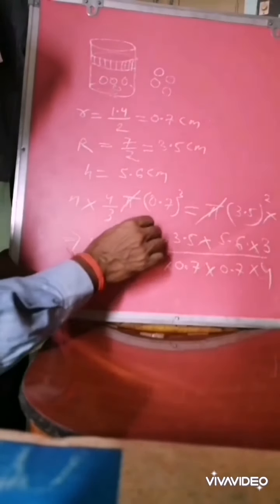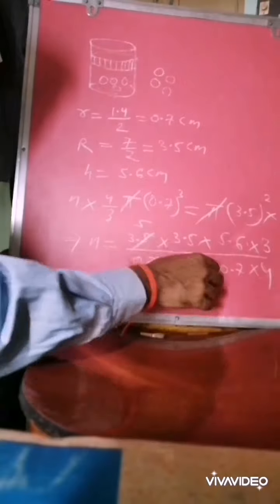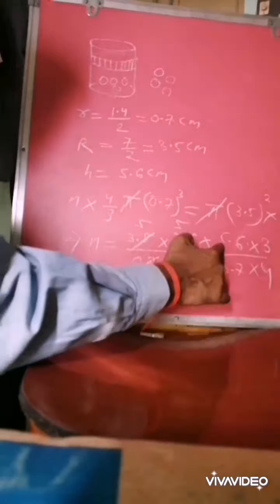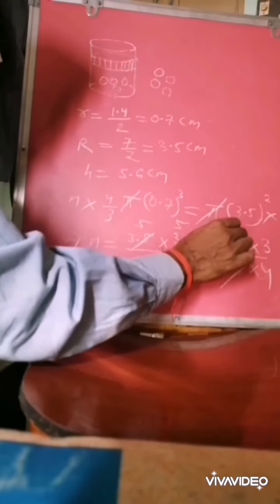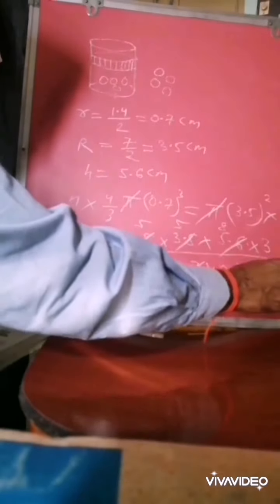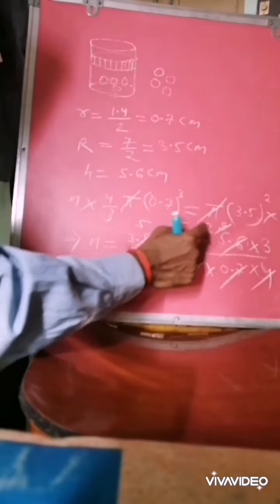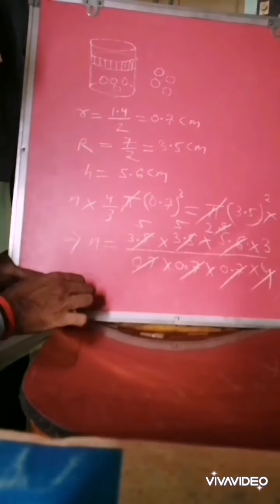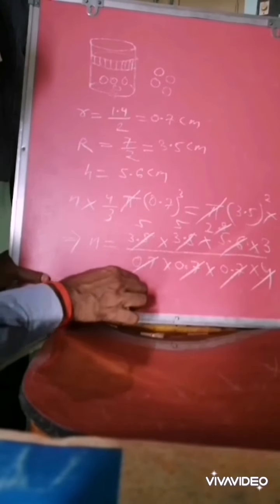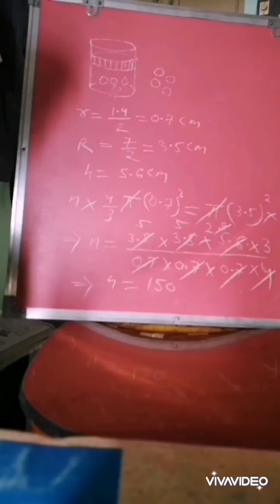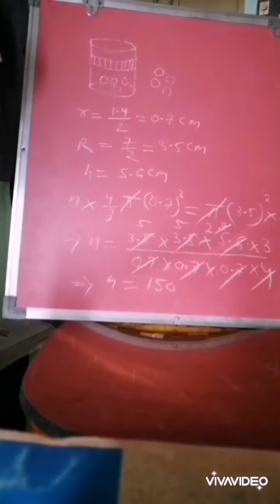0.7 cancels with 3.5, 5 times. Like that, 3.5 and 0.7, 5 times. 0.7 and 5.6, 8 times. And 4 and 8, 2 times. So now 5 into 5, 25, into 2, 50, into 3, 150. So n is equal to 150. That means 150 marbles are dropped so that the water level will rise up to 5.6 cm. This is your first question solution.